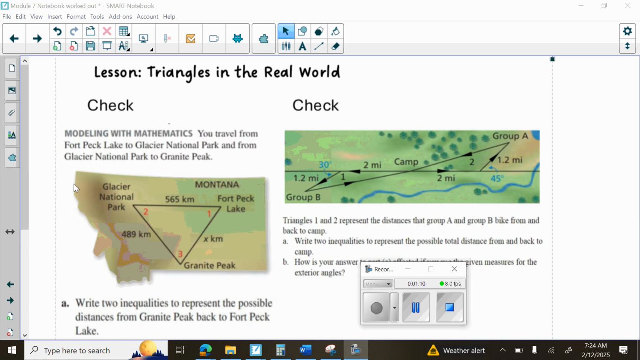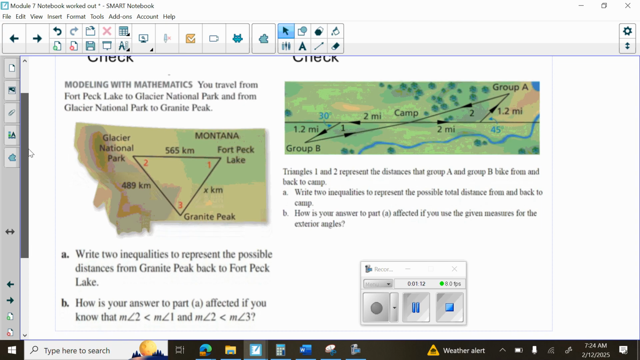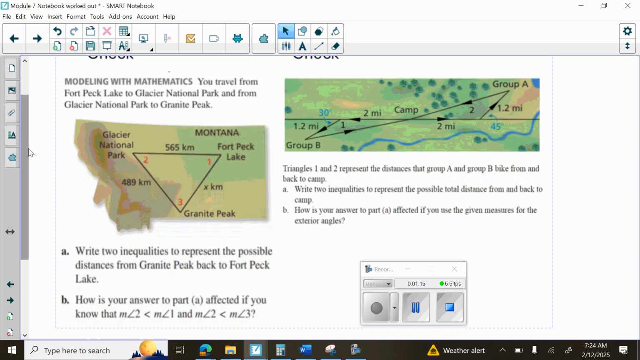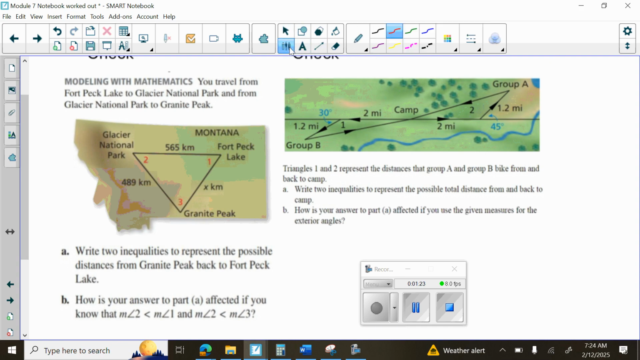All right, so we're going to look at the Montana question. It says you travel from Fort Peck Lake to Glacier National Park. So we're starting from here, and we're traveling that direction. Then it says, and from Glacier National Park to Granite Peak, and then we're traveling this direction. It says write two inequalities to represent the possible distances from Granite Peak to Fort Peck.